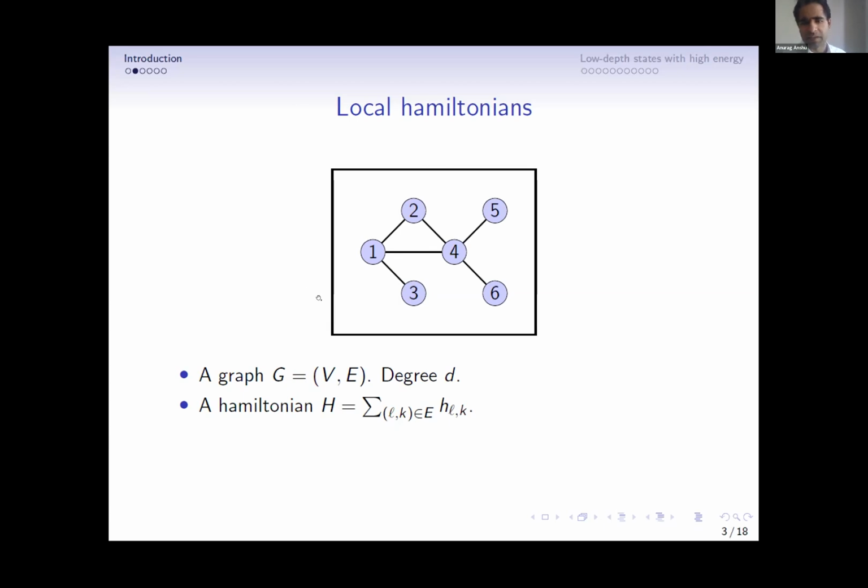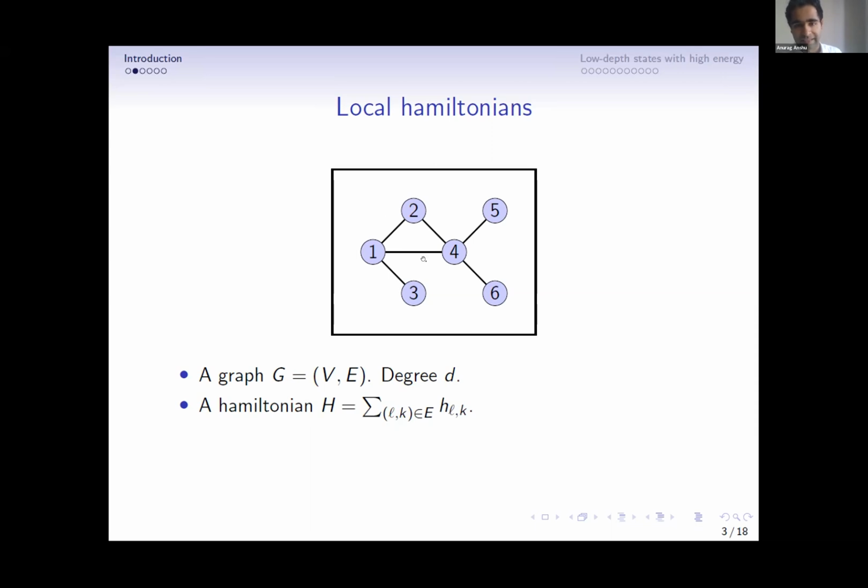Let's say the graph has a fixed degree D. It doesn't have to have fixed degree, but for convenience, we're going to assume that the degree is D. A Hamiltonian on this graph is a very simple Hermitian matrix. Also, we imagine some qubits placed on each vertex. So if there were two-dimensional qubits on each vertex, then it's like a 2 to the 6th dimensional vector space here. And the Hamiltonian is basically a sum over Hermitian matrices, where each Hermitian matrix is indexed by an edge.